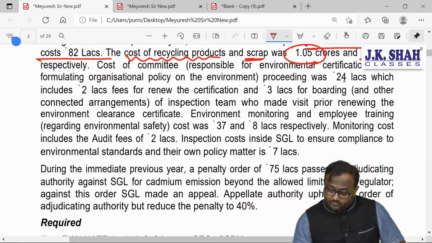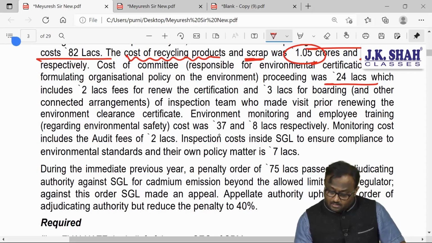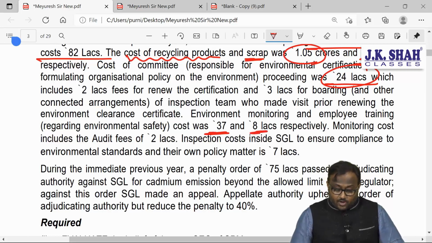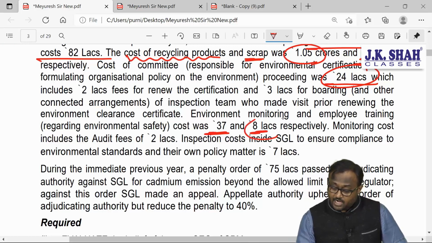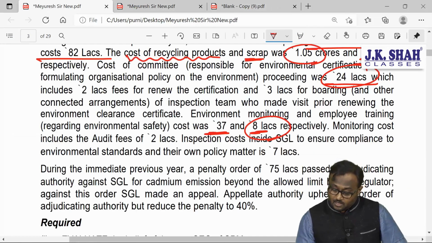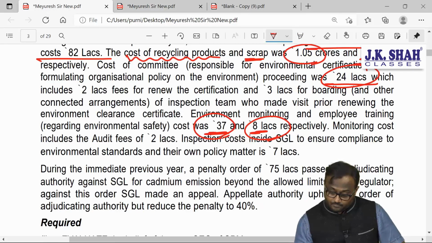Then I have certification of 24 lakhs. And then I'll keep this pending. Environmental monitoring and employee training, 37 and 8. Employee training. When you give training to employees, you make them ready to avoid emission, to minimize emission. So I will add 8 lakhs to this prevention cost. And 37 lakhs is environment monitoring. Monitoring should be charged here.